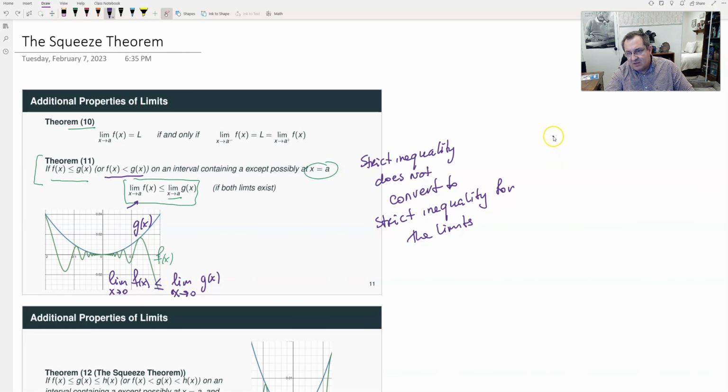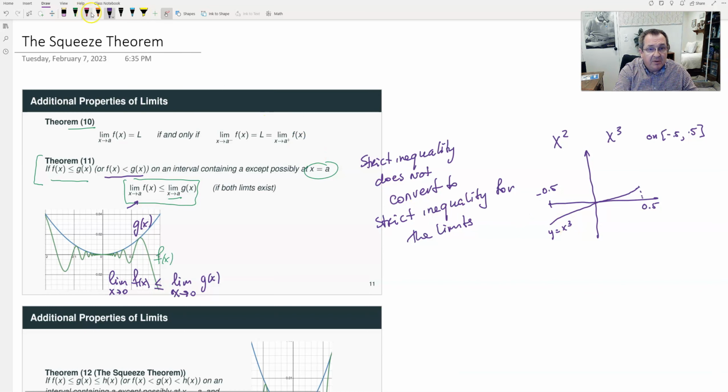And if you would like to have a simple example, consider x squared and x cubed on an interval from negative 0.5 to positive 0.5. If we look at the graphs, we will see that x cubed will look something like this. So this is negative 0.5 and this is positive 0.5. Then y equals x cubed will look something like this. But x squared will be, well, higher.